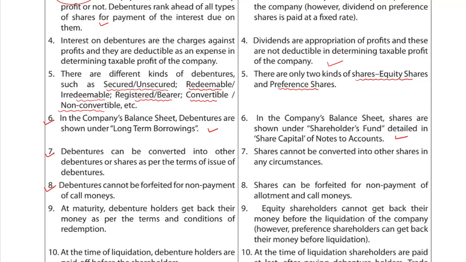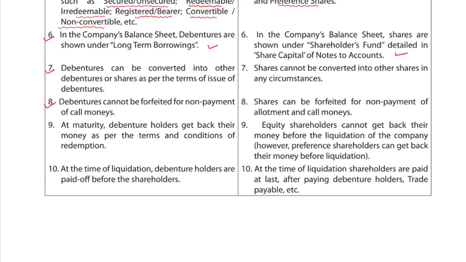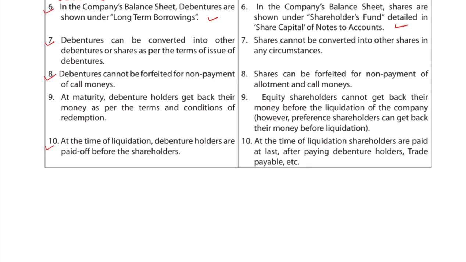At maturity, debenture holders get back their money as per the terms and conditions of the redemption. Equity shareholders cannot get back their money before liquidation of the company. However, preference shareholders can get back the monies before liquidation. At the time of liquidation, debenture holders are paid off before the shareholders. Shareholders are paid last, after paying debenture holders, trade payables, etc.